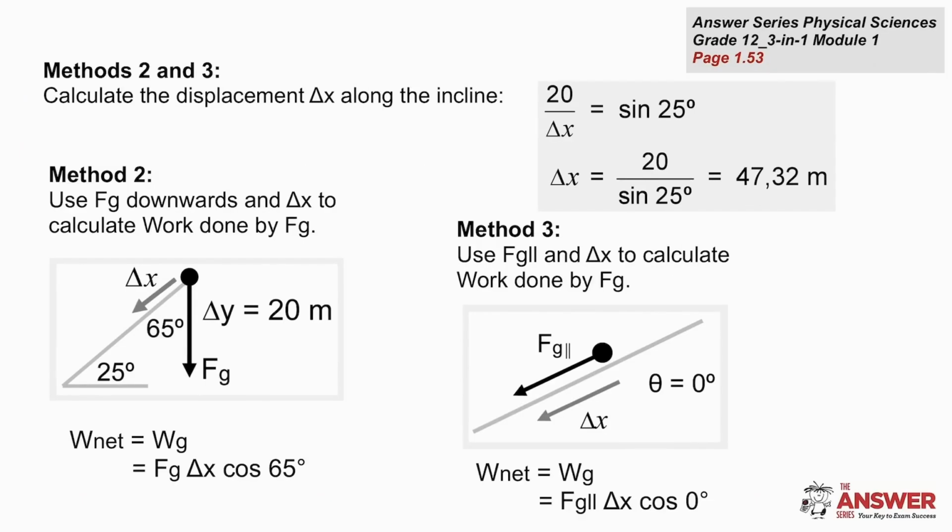You will have realized that there are different ways to a solution in these energy calculations. You can use the 65-degree angle between delta x and the gravitational force. Or you can use delta x and the component of the gravitational force parallel to the slope, in which case the angle is 0 degrees. We get delta x from the sine ratio in the triangle under the slope. Each of these methods gives the same answer of 11,760 joules.